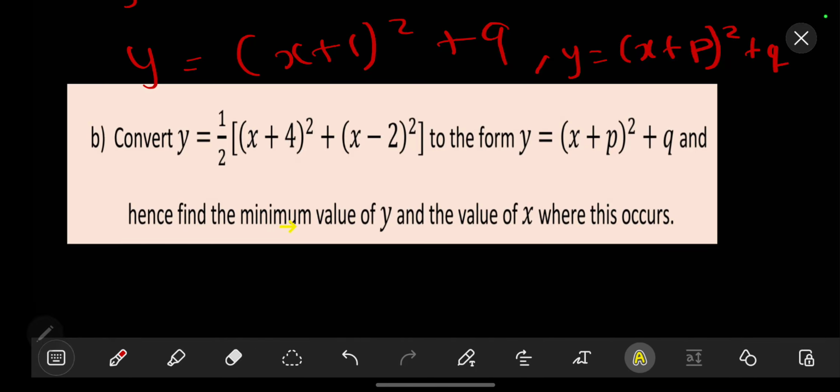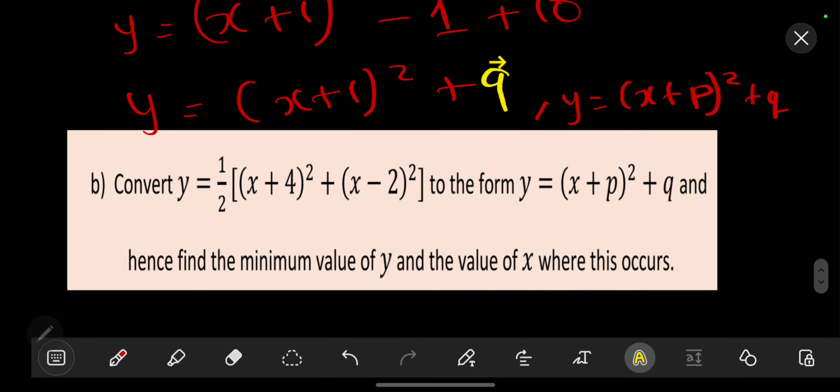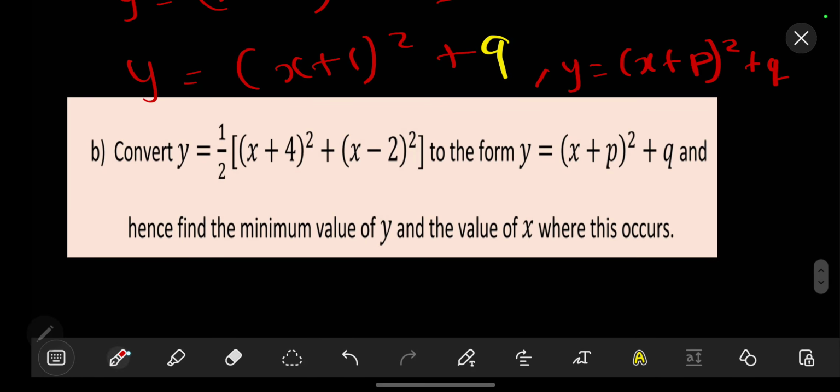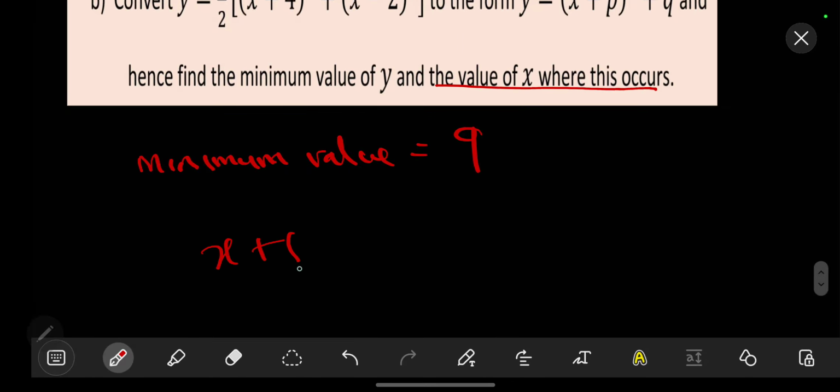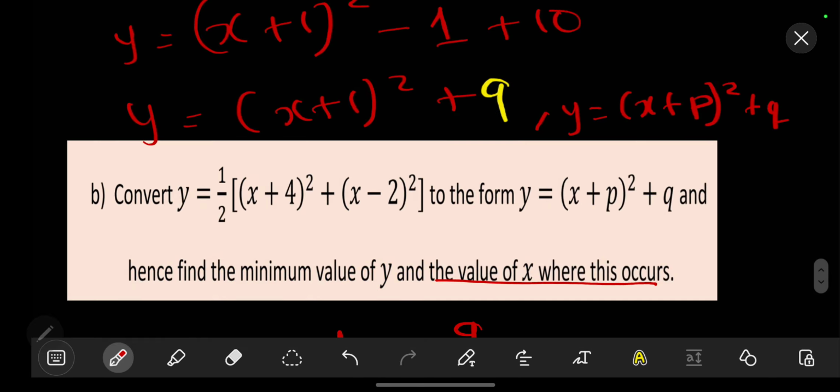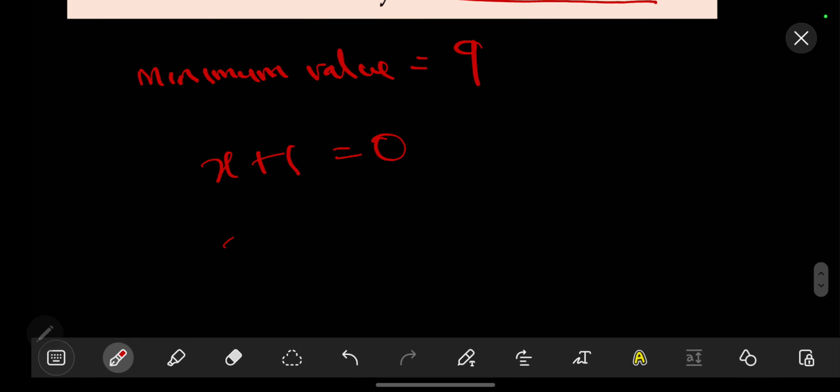So it further goes on to say, hence find the minimum value. So the minimum value, just get whatever this value is. So our minimum value will be equal to positive 9. Then, for the value of x where this occurs, you just get this and equate it to 0. So say x plus 1 should be equal to 0. Just get whatever is here, equate it to 0. So we have that it occurs at x is equal to negative 1. So that is how you go about them.